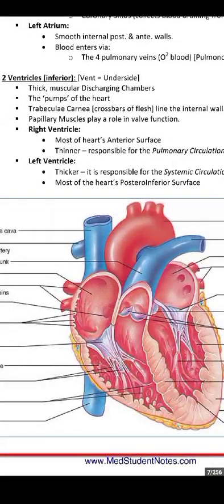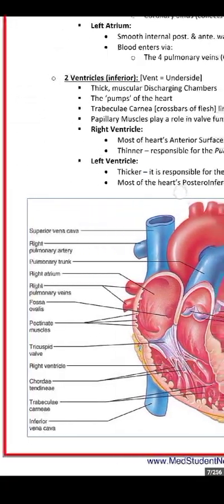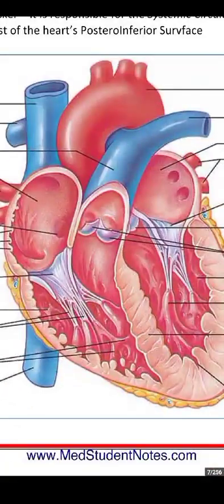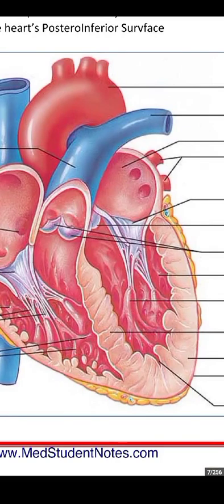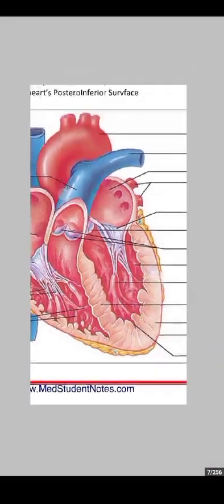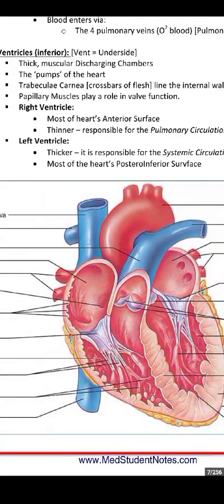Next, papillary muscles play a role in valve function. There are many papillary muscles inside the ventricles, which help in valve function. A valve in general has the property of producing a vacuum, or suctioning of blood. Here, the papillary muscles act in a valve function.